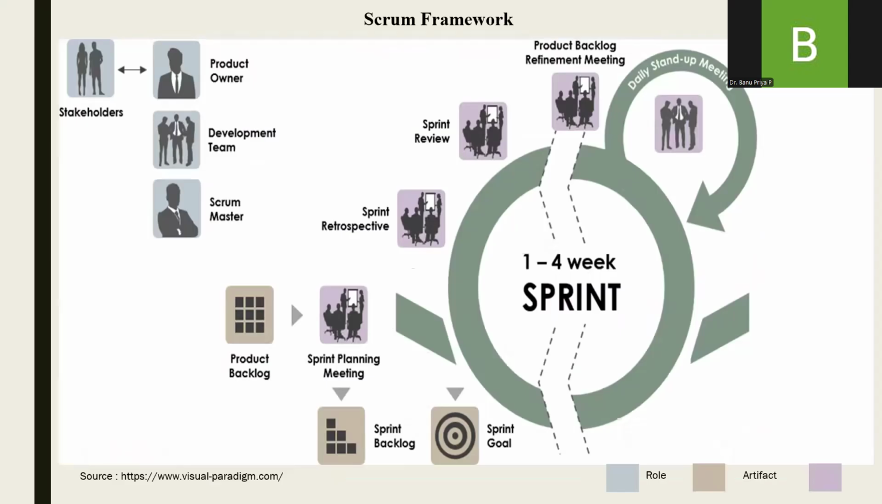Let us now discuss the Scrum framework. This slide shows you the Scrum framework. It starts with the stakeholders or the customers. Here, the stakeholders communicate their requirements to the product owner. The product owner communicates that to the development team and the Scrum Master. First, we will make a product backlog. Under the product backlog, all the user stories will be present.